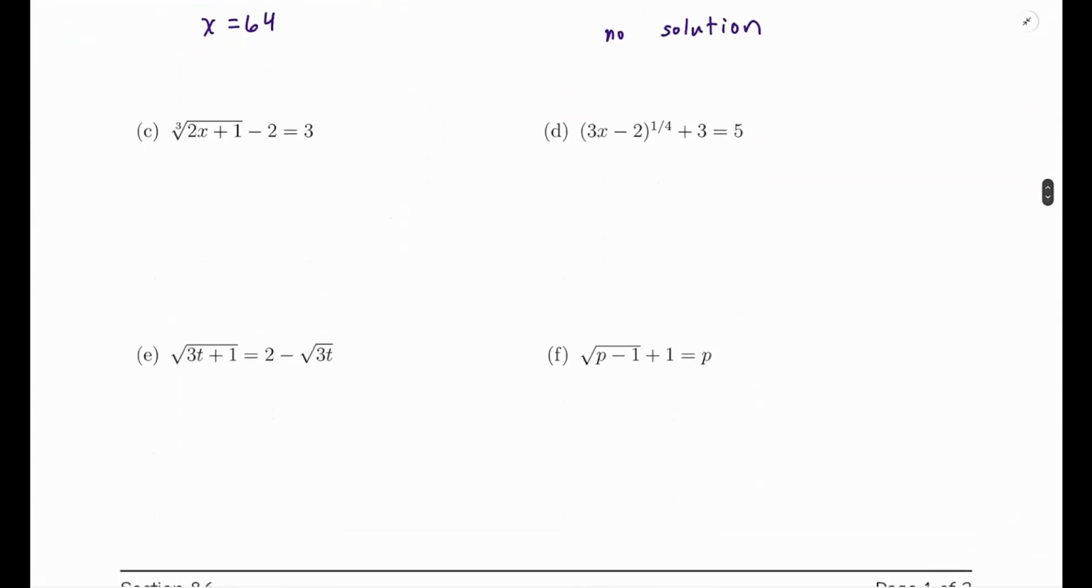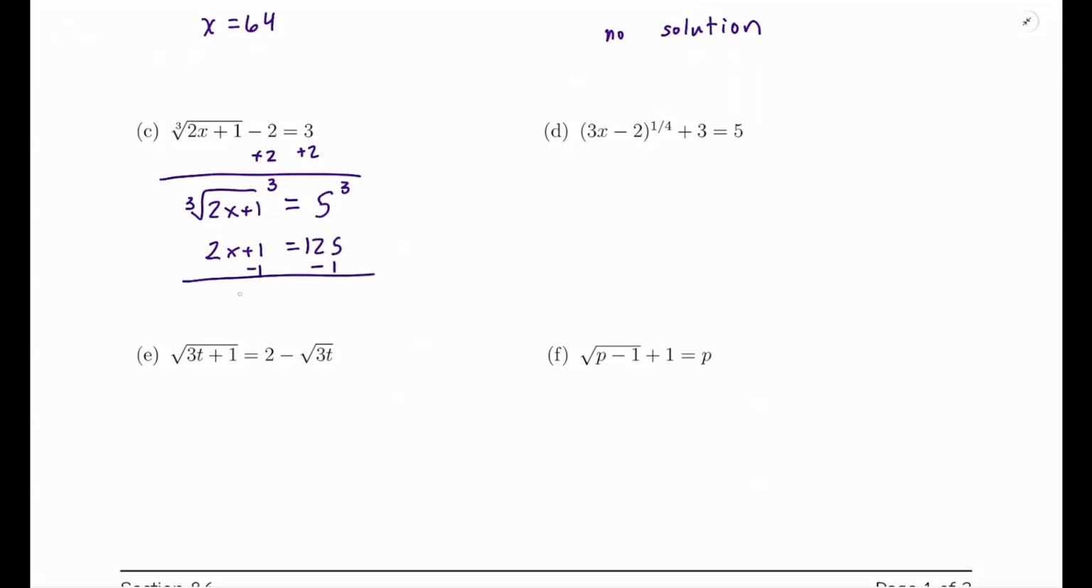Part C, cube root of 2x plus 1 minus 2 equals 3. I'm going to add 2 to both sides. We get the cube root of 2x plus 1 is equal to 5. And now I need to raise each side to the index power. Well, the index is 3 here, so I'm going to raise each side to the third power. And then we get 2x plus 1 is equal to 125. Subtract 1, subtract 1. 2x equals 124. Divide by 2, divide by 2. x is equal to 62.